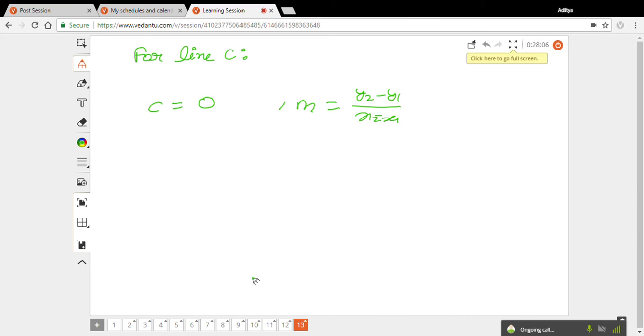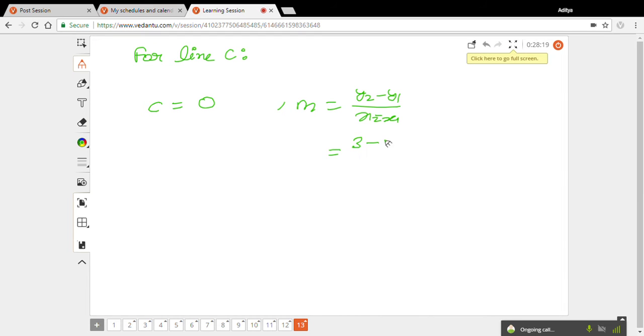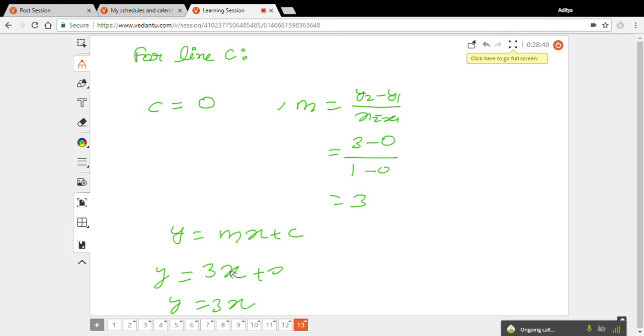So we already have assumed one point on the line which is (0, 0), and the other point that we can choose is (1, 3), right? So we can use this formula: 3 minus 0 over 1 minus 0. So 3 is the gradient. And then you get the equation, y equals mx plus c. Now m is 3, c is 0, so just write y equals 3x. So whenever c becomes 0, the line passes through the origin.